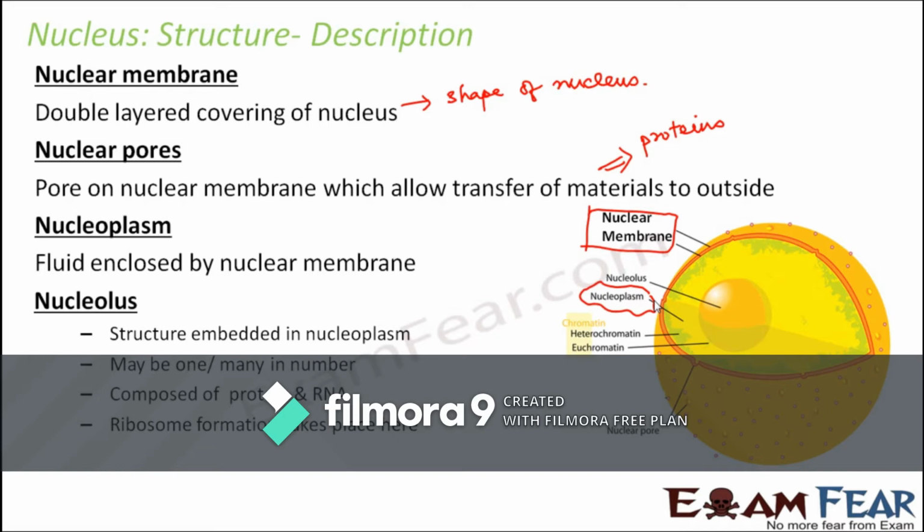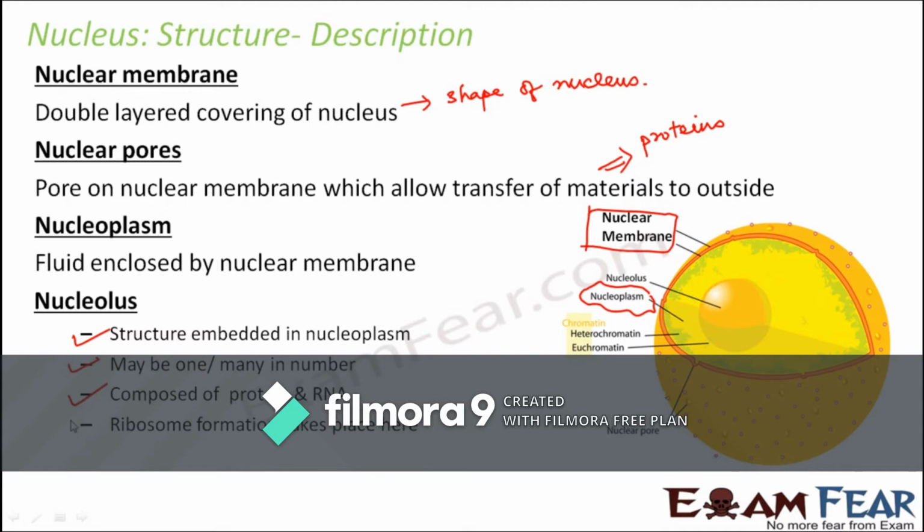Next is the nucleolus. Now all these structures like the nucleolus or the chromatin, chromosomes, they all remain suspended in the nucleoplasm. So nucleolus is a structure embedded in nucleoplasm. As you can see here, nucleolus is embedded in the fluid. It can be one or many in number. So it is not necessary that one nucleus can have only one nucleolus. One nucleus can also have multiple nucleoli. And what is it made up of? It is made up of protein and RNA.